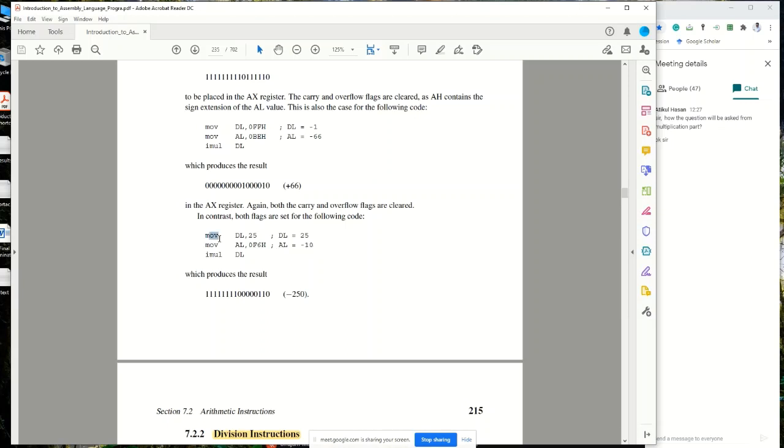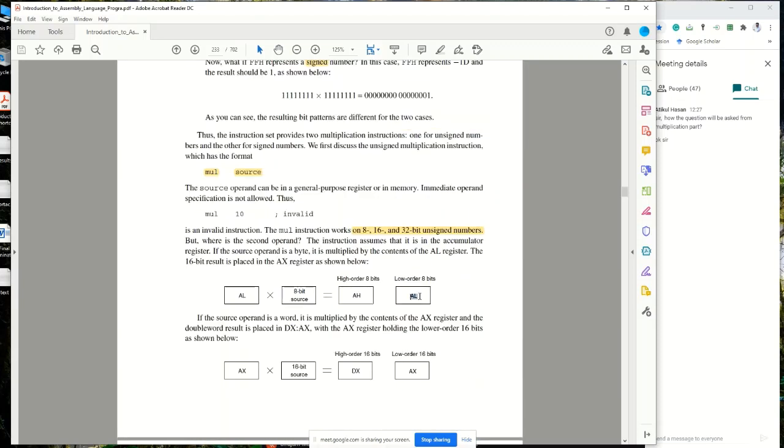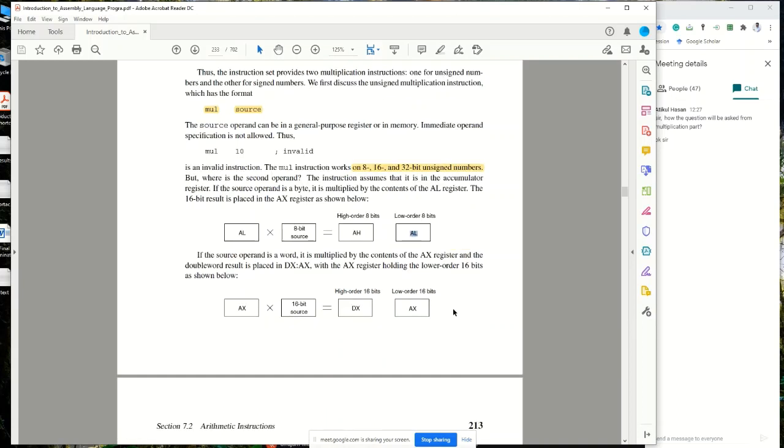This is the third example, where we are multiplying 25 with minus 10. What will be the result? Minus 250, right? And it is not possible to store minus 250 into an 8-bit register. Don't confuse it with the positive one, please. Positive 250 is possible to store here into the AL register, but this is negative 250. So for negative 250, it is not possible to store it into an 8-bit register.